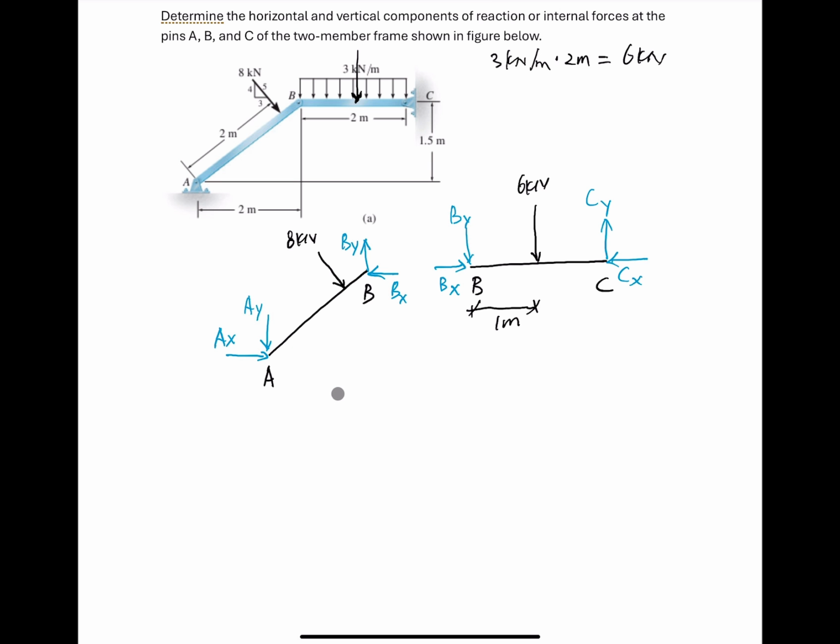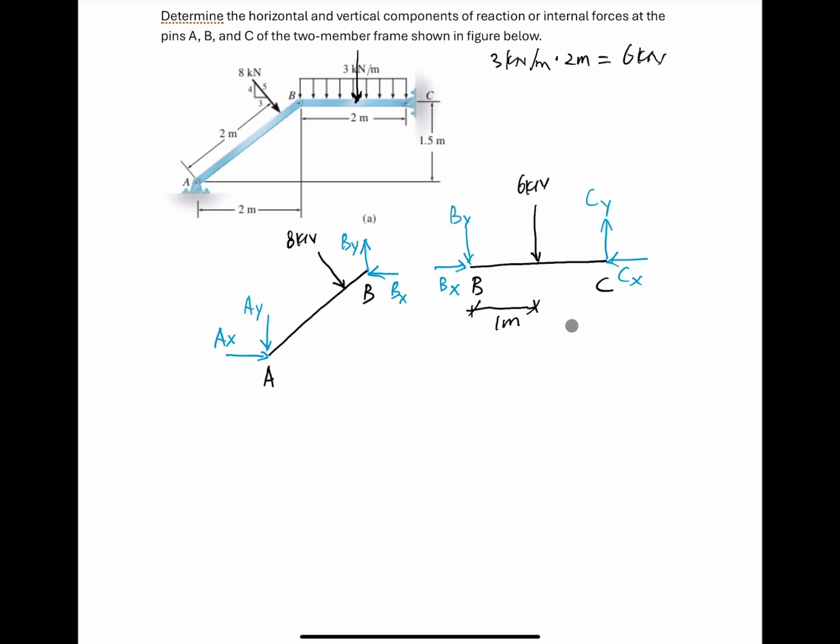So look at these two free body diagrams, one is AB, one is BC. For each of them we can write down 3 equations of equilibrium, but there are 4 unknown forces. That means we cannot solve it with just the 3 equations of equilibrium, so we have to borrow the force value from the other member. So let's look at how to do it.